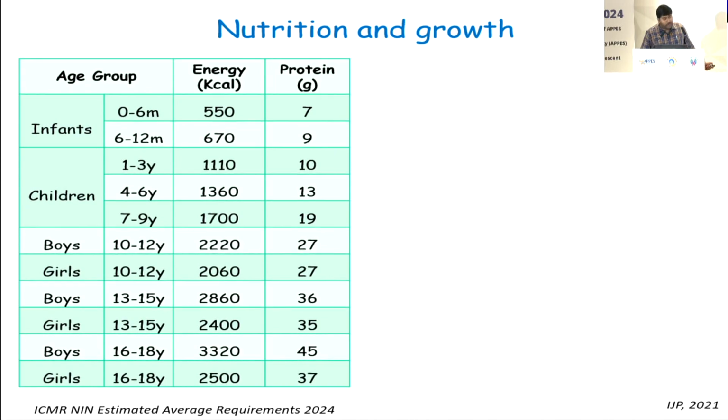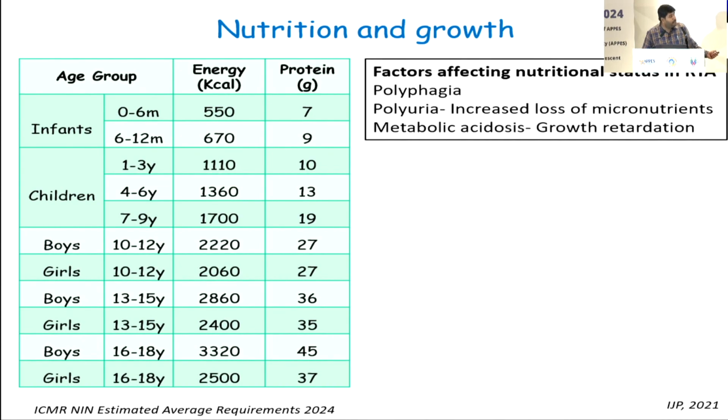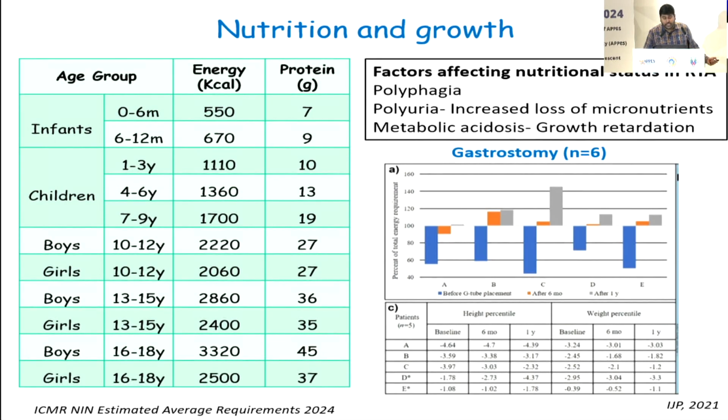Nutrition and growth surely have to be taken care of. The maximum target of recommended dietary allowance has to be considered. Factors that usually affect the nutritional status in these children are polyphagia and polyuria, which increase the loss of micronutrients, and metabolic acidosis will affect the bone growth. In children where the targeted calorie and protein intake cannot be achieved, gastrostomy feeds can be tried. This study showed a better improvement in the height and weight SDS scores with gastrostomy feeds.